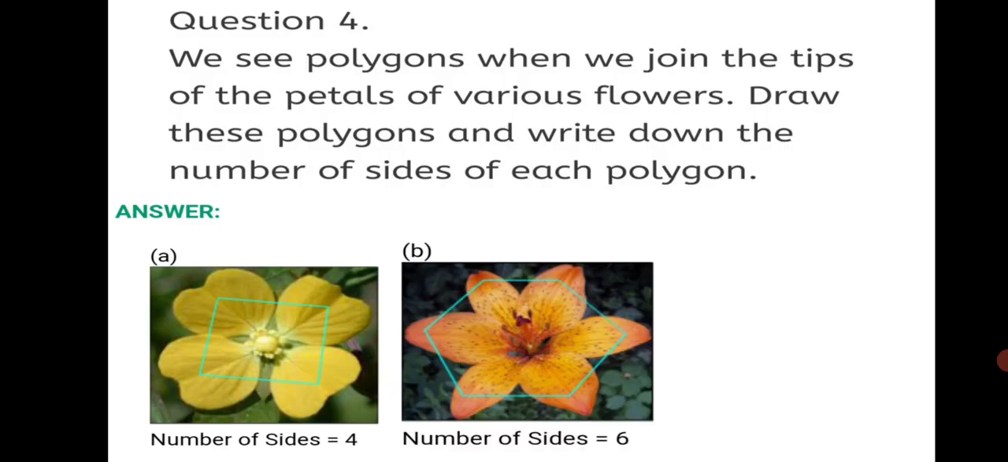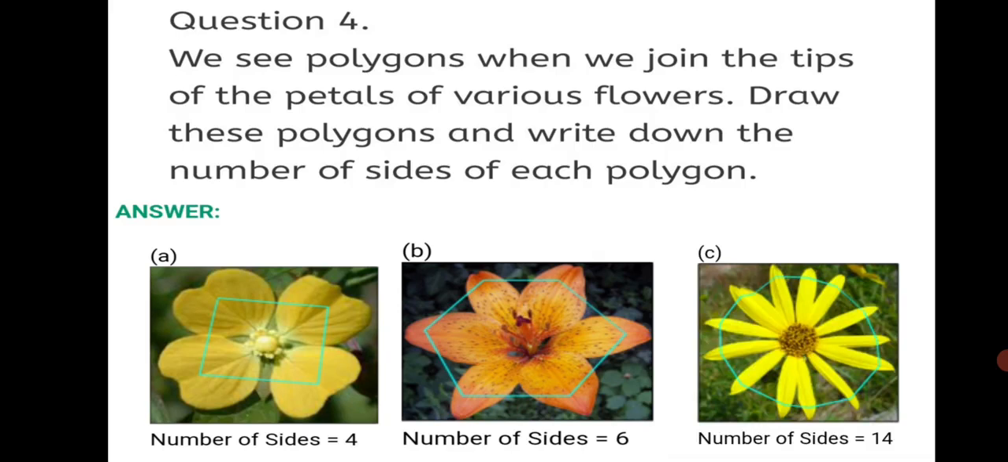Second figure, when the tips are joined, you get 6 sides. So number of sides is equal to 6. And the third flower, you can see 14 petals altogether. When you join the tips of the 14 petals, you will get 14 sides. So number of sides is equal to 14. It's totally up to you which flower you draw. Accordingly, count the number of petals, mark the tips properly, join them with segments and write how many sides.